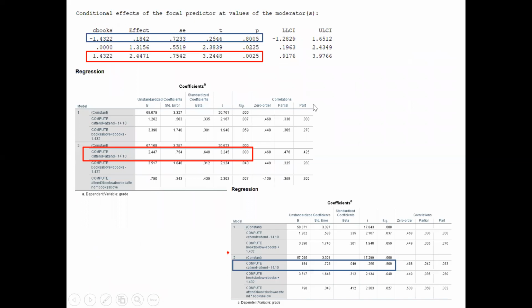The other nice thing that it will give you is these conditional effects. So it'll automatically recenter it for you. So at low levels of books, here's the effect. Here's the relationship between attendance and grades. At high levels of books, here's the relationship. Again, mimicking exactly 2.44, 2.44, 0.18, 0.18.